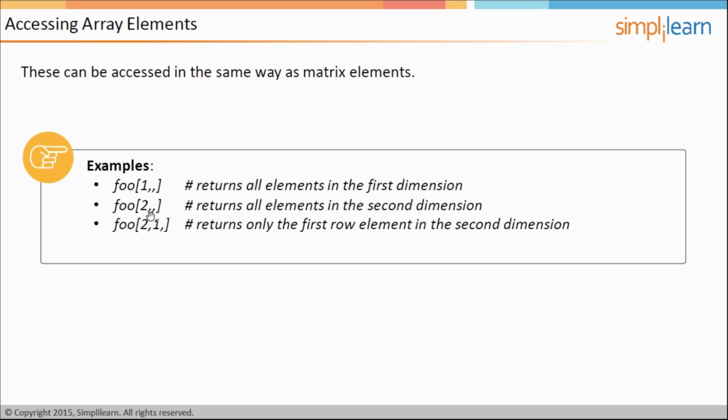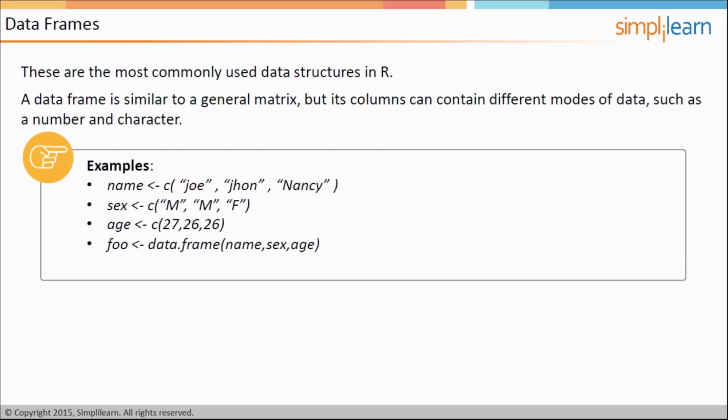So why is it all of the elements? Because we've left the right side of these two commas blank. In this case, 2, comma, 1, comma is going to give you the first row element in the second dimension. As you can see, we also left the last space here blank. So that's a good way for you to look at the number of dimensions that you create within your arrays, and to begin to retrieve data using the square brackets within an array.